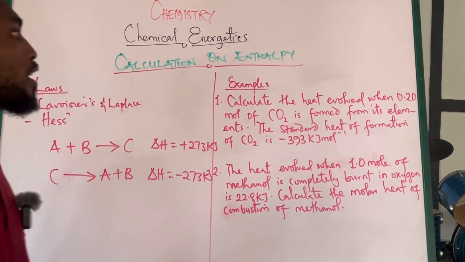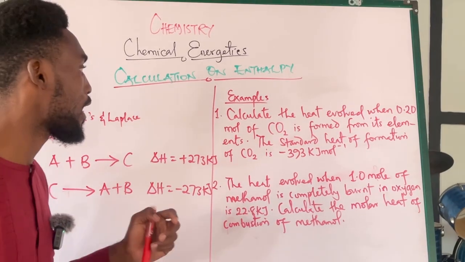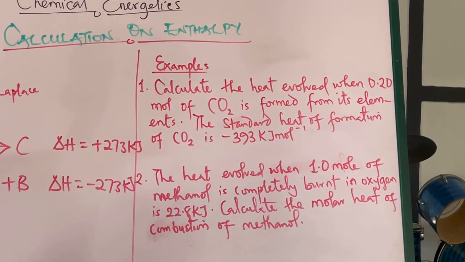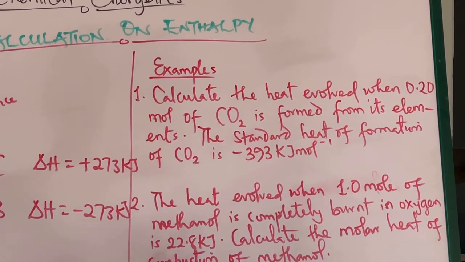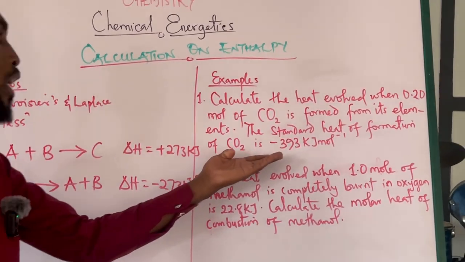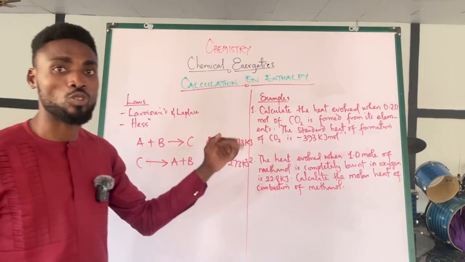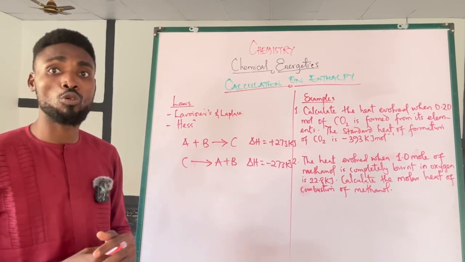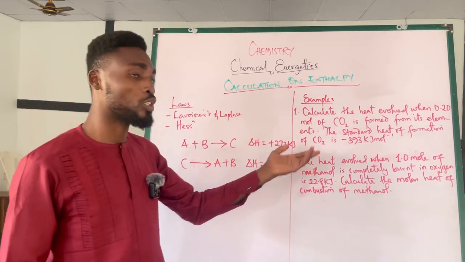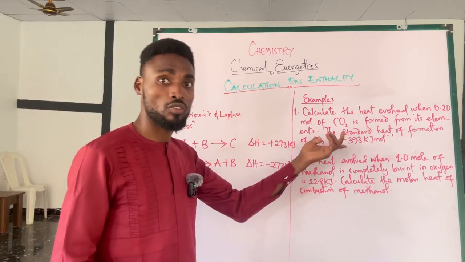Calculate the heat evolved when 0.20 mole of carbon 4 oxide is formed from its elements. The standard heat of formation of carbon 4 oxide is minus 393 kilojoule per mole. What does this really mean? First off, we are seeing a negative sign here, which means the reaction that brought about CO2 is an exothermic reaction. And if you're a good chemistry student, you will have known that you have to burn carbon in oxygen to produce CO2, which is what? A kind of combustion reaction. Heat is being liberated, and that's why we have a negative sign here.